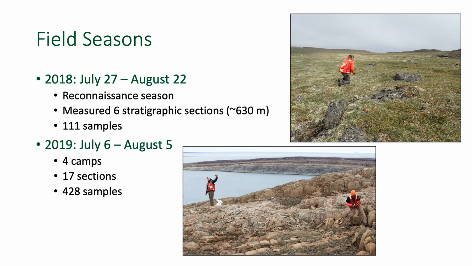In the following summer, Zach Pollock and myself were joined by Malcolm Hodgkiss in the Belcher Islands, and due to an earlier start and overall better weather, we were able to establish 4 different camps, in which we were able to measure over 3,400 meters of section across 17 stratigraphic sections.